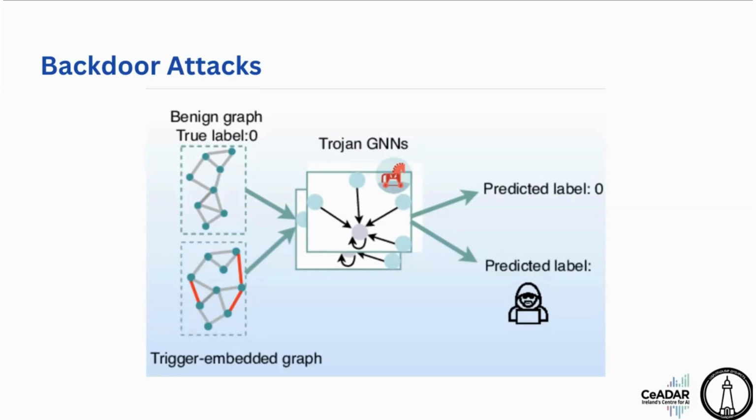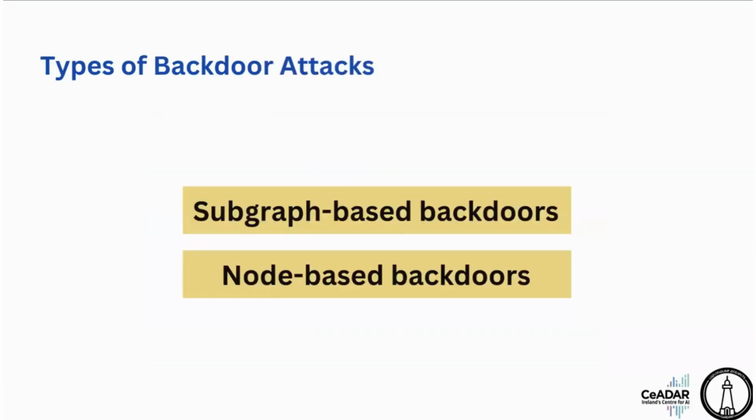Why? Because it is embedded within a model, or different hyperparameter tuning parameters have been set, and finally it is tuned in a way that it will release these triggers at the time of training and make the predictions differently. So there are two different types of backdoor attacks: subgraph level attacks and node based attacks.